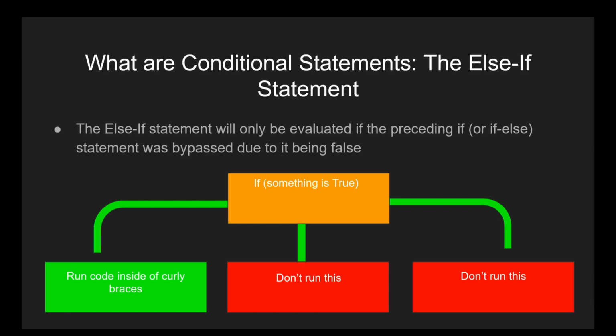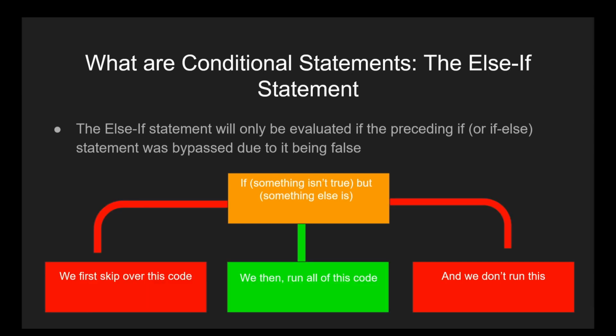So we will run through it like so. If something is true, we will run the code inside of that statement's curly braces. Else, if that something is not true, but another statement inside of the parentheses is true, we will then run that code segment. And if neither one of them are true, we will skip both segments of code and move on in our program. This is a hard concept to wrap our heads around, so let's do an example.